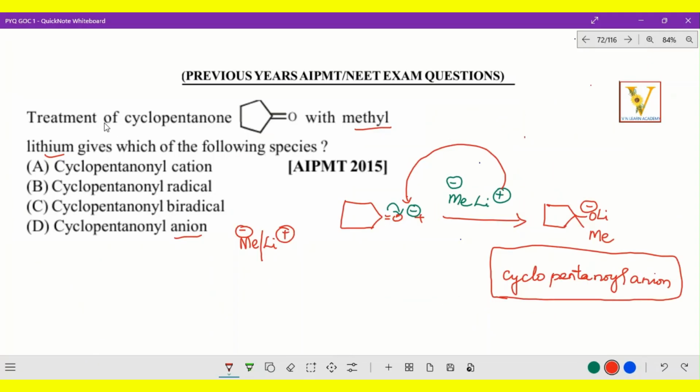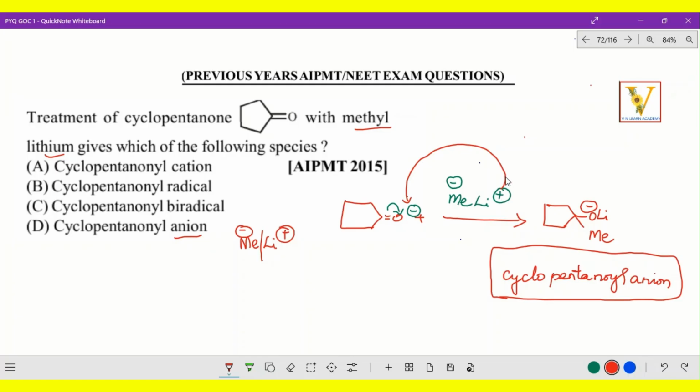The next question, treatment of cyclopentanone, this is the cyclopentanone structure, with methyl lithium gives which of the following species? Options given: cyclopentanoyl cation, cyclopentanoyl radical, cyclopentanoyl biradical, and cyclopentanoyl anion. Right, now here is cyclopentanone, with the keto group attached. So due to electron transfer, a minus charge develops, which is attracted by the positive charge. In methyl lithium, lithium is positive and methyl is negative.